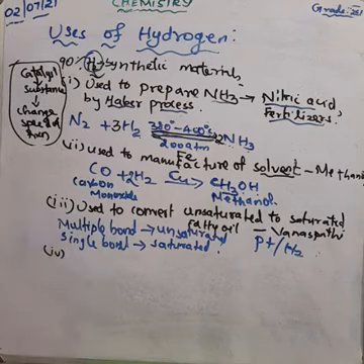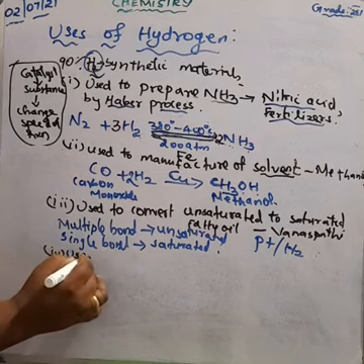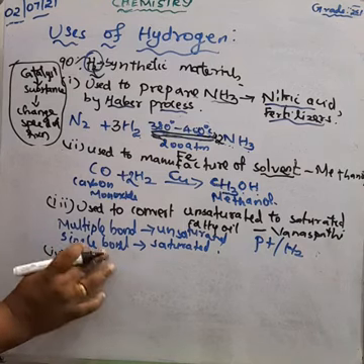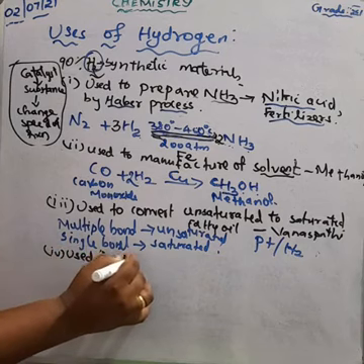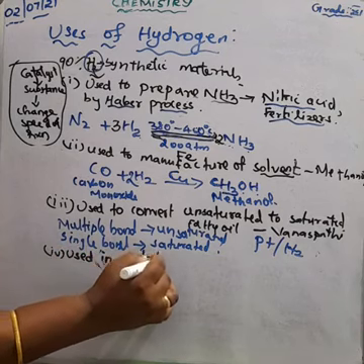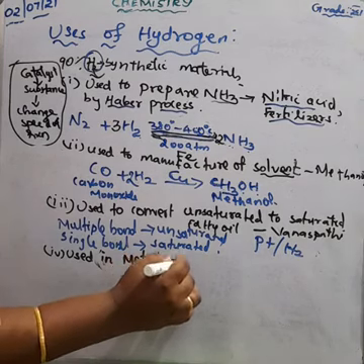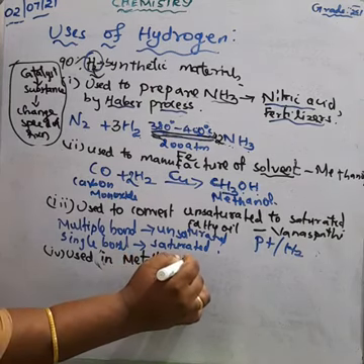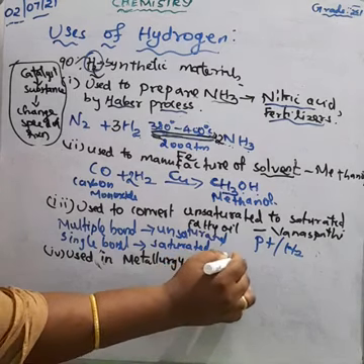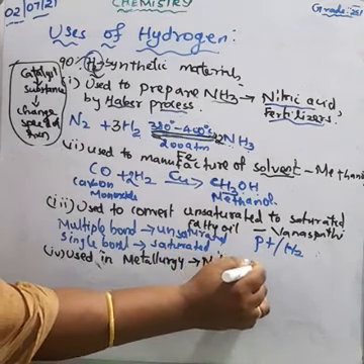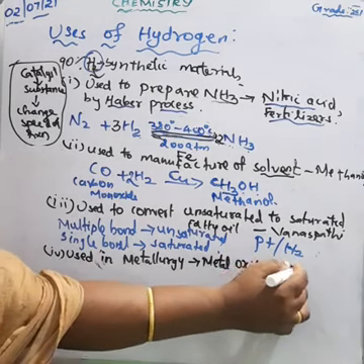Hydrogen is used in metallurgy. What is the fourth use? We can use it in metallurgy. Hydrogen can be used in metallurgy to reduce metal oxides to metals.